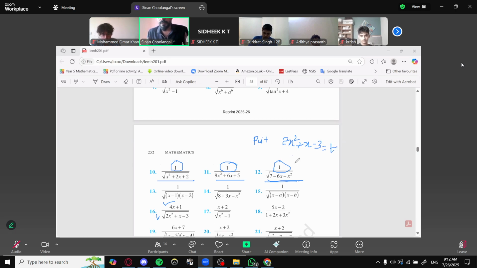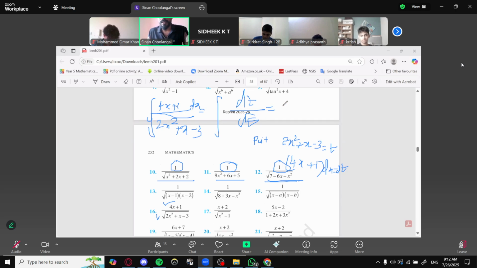2x square will be 4x, x will be 1, so (4x plus 1) dx equals dt. So directly you can replace the question. The integral of 4x plus 1 over root of 2x square plus x minus 3 we can directly replace: numerator as dt, denominator as root t. Already I told you, when you integrate 1 by root t, it is 2 times root t plus c. And the t value should be written. Problem is completed.